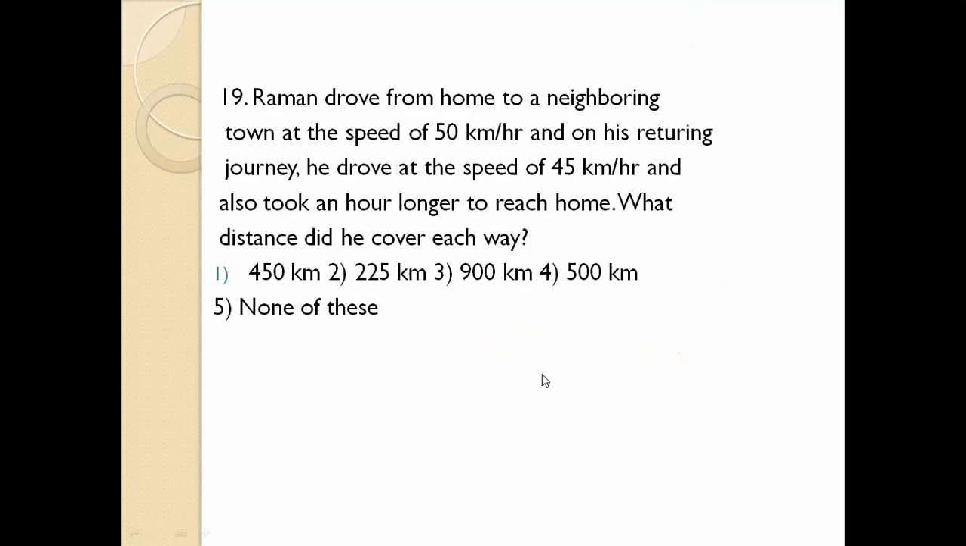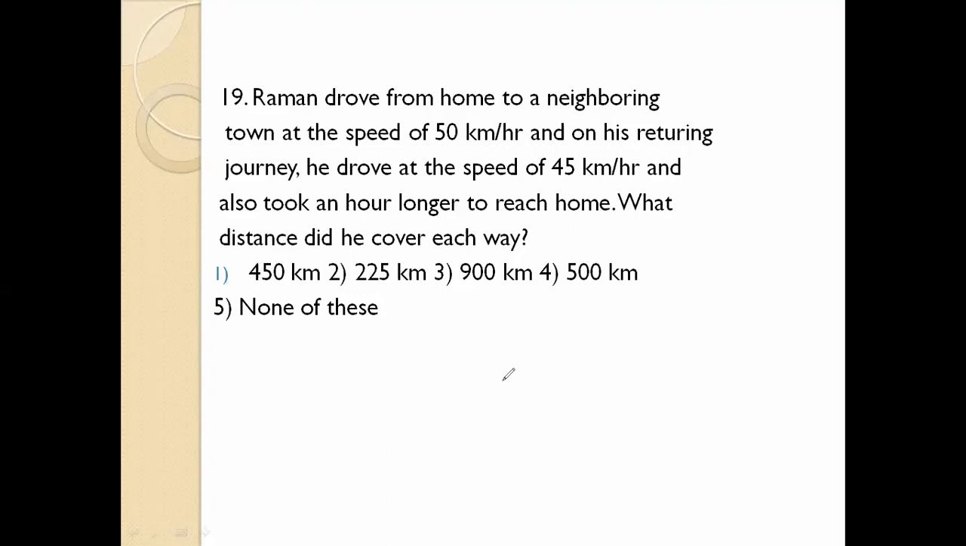This is a similar one. Raman drove from home to a neighboring town at the speed of 50 km per hour. On the returning journey, he drove at the speed of 45 km per hour and also took an hour longer to reach home. What distance did he cover each way?